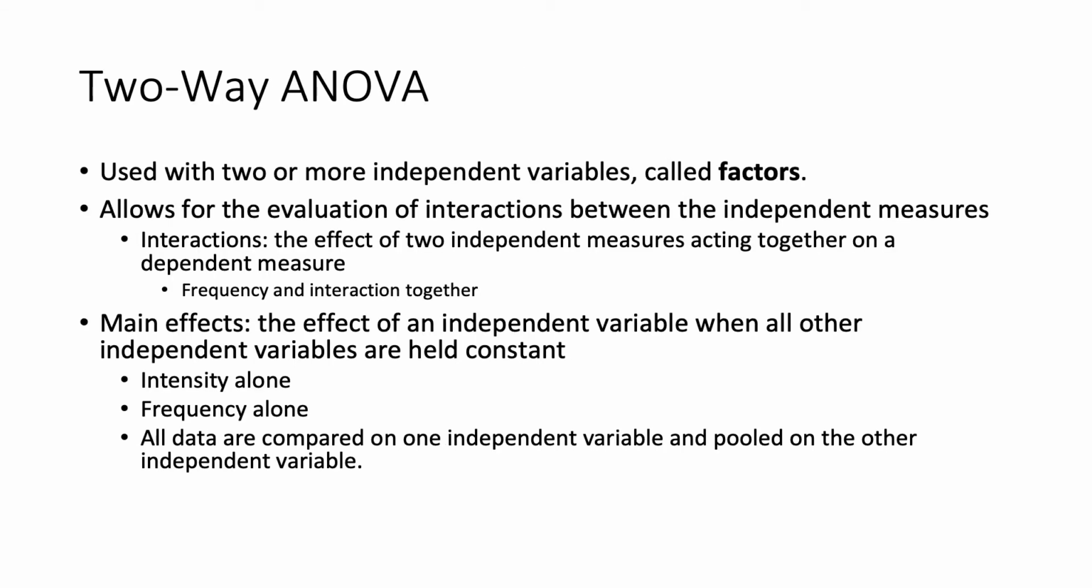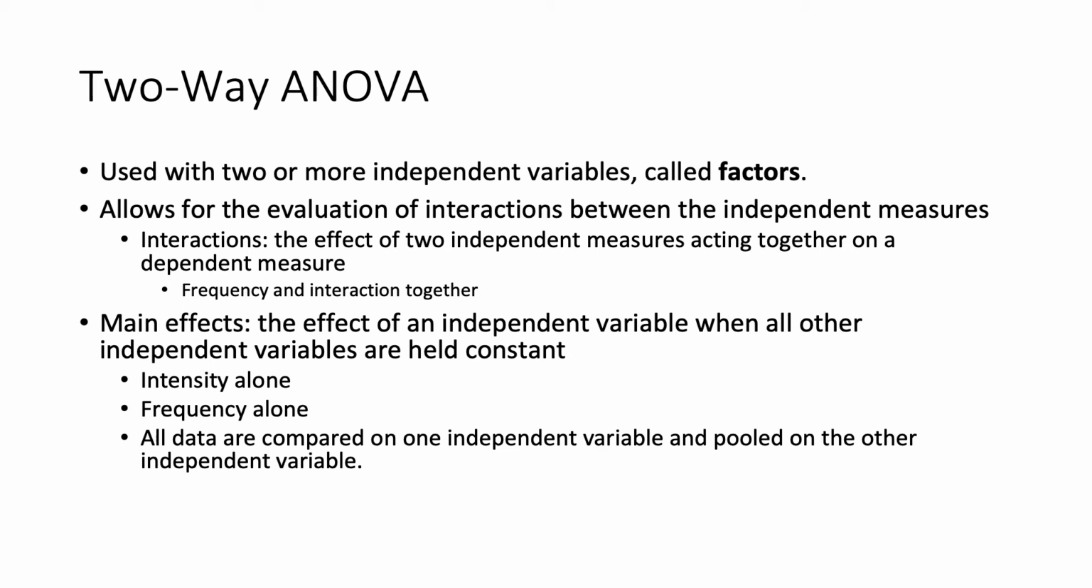A two-way ANOVA is used with two or more independent variables, which are called factors. For example, we know that intensity of exercise is one independent variable that can impact VO2 max, but so can frequency of exercise. We can then manipulate both intensity and frequency and then compare their effects, both independently and together, in one test, which is a two-way ANOVA.